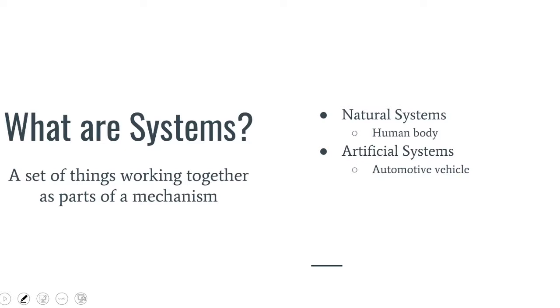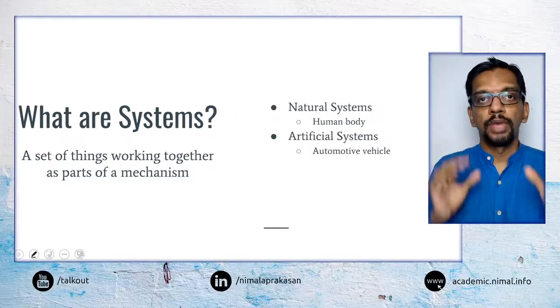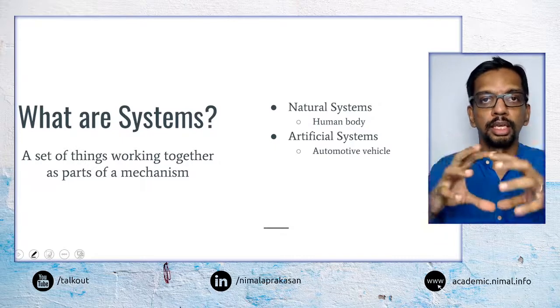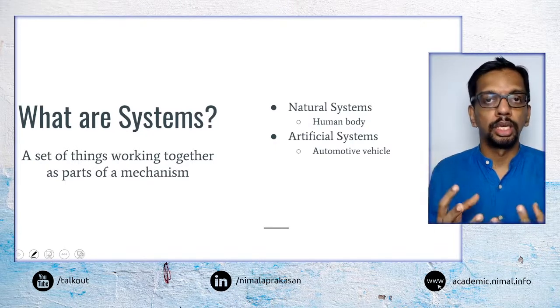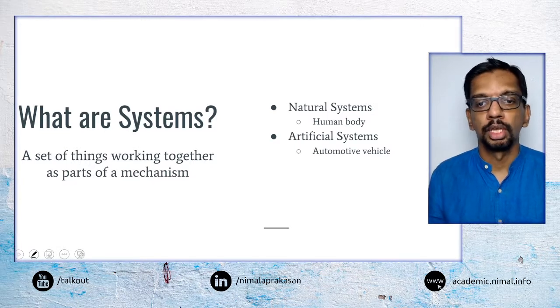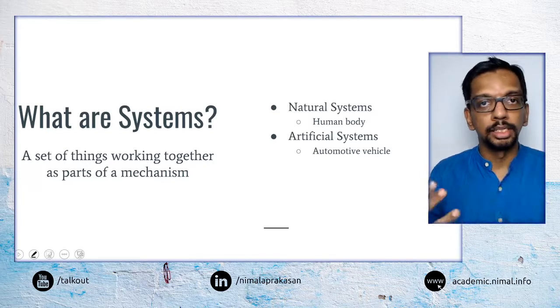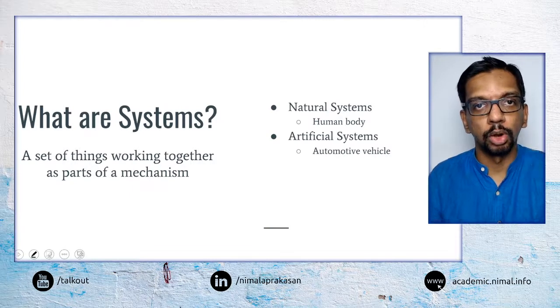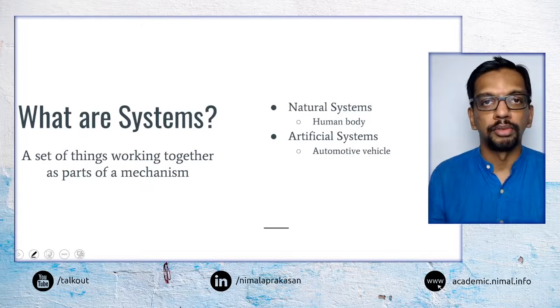So before we start discussing digital control systems, we first need to understand systems. When we say systems, we are talking about anything, or a set of things, that are working together as part of a mechanism. That is the basic definition of systems. There are many examples of systems, and we can categorize these systems into two major categories: natural systems, or naturally occurring systems, and artificial systems.